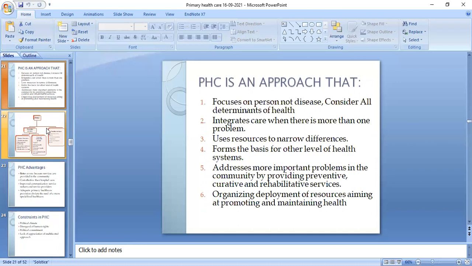Now, primary healthcare is an approach that focuses on the person, not the disease. It considers all determinants of health. It integrates care when there is more than one problem, uses resources to narrow differences, forms the basis of other levels of the health system. It addresses more important problems in the community by providing preventive, curative, and rehabilitative services, organizing deployment of resources, aiming at promoting and maintaining health.